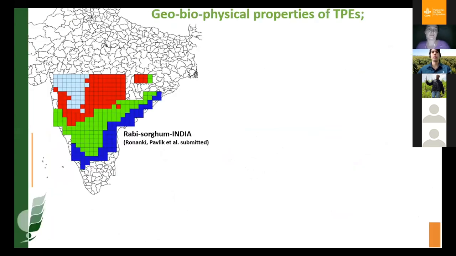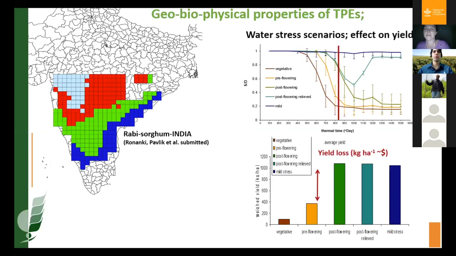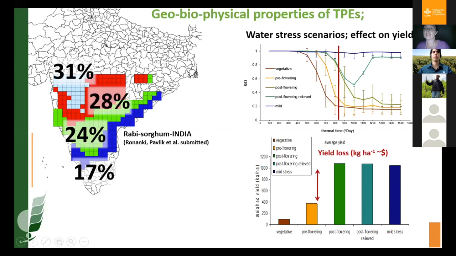So when we have these zones, what does it mean for us, what can we do? Here, we can start seeing in more detail what is actually happening in those zones. We can see, for example, what water stress scenarios are prevalent in those regions. You can see here on the x-axis thermal time, on the y-axis the supply-demand ratio of water, the stress index. Its effect on yield can then be quantified.